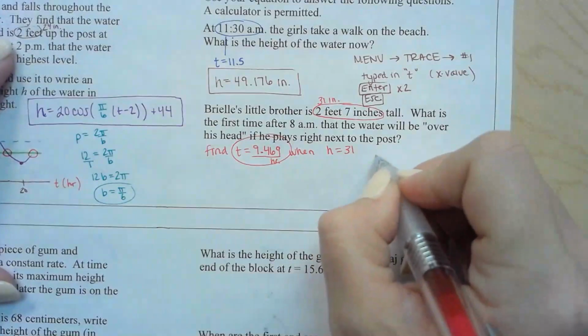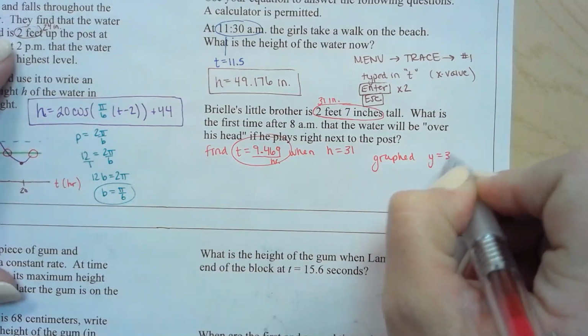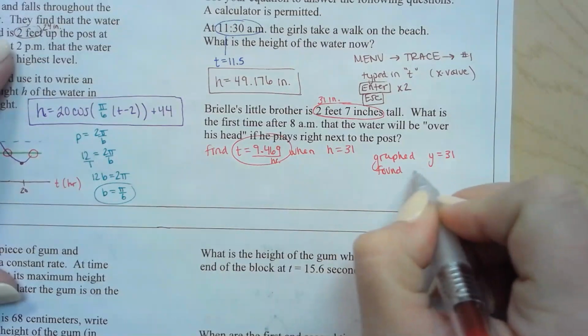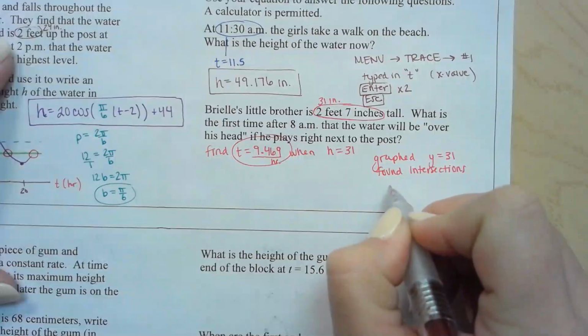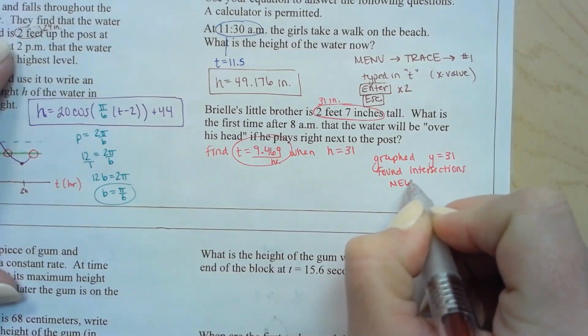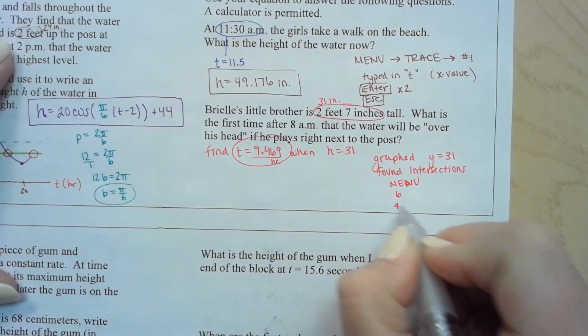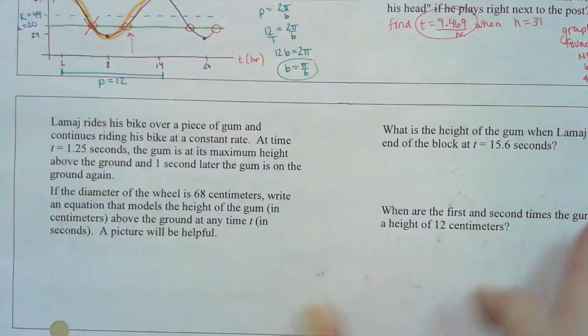So what did I do here? I graphed the line y equals 31, and I went to look for intersections, which is menu, number 6, number 4. All right, good. Let's go to the last one.